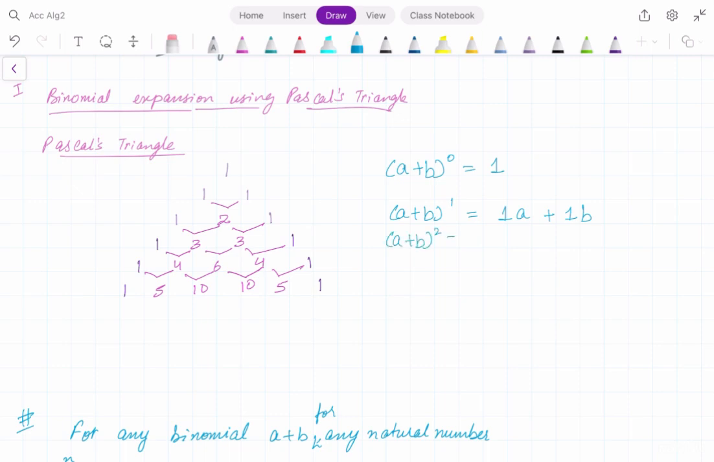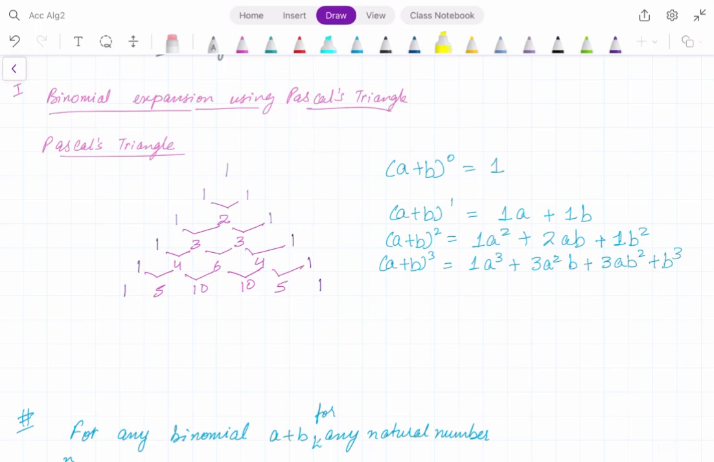The third row of the Pascal's triangle will help us with the coefficients of a plus b whole squared. A squared has a coefficient of 1, ab has a coefficient of 2, and b squared has a coefficient of 1. That is your third row of the Pascal's triangle, 1, 2, 1. Now, the next row of the Pascal's triangle, that is the fourth row, 1, 3, 3, 1, will give you the pattern, the coefficients of a plus b whole cubed.